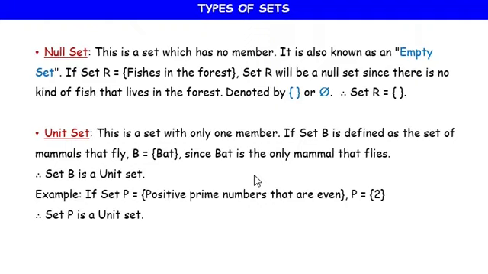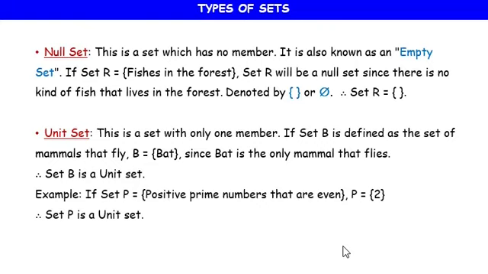We also have the null set. Now this is also known as the empty set. As the name suggests, it is a set which has no member. There is nothing within that particular set.